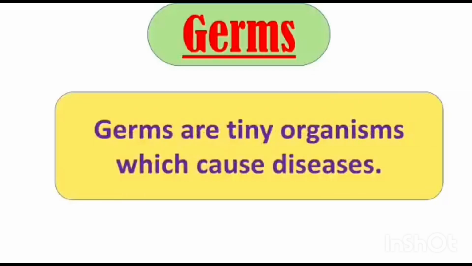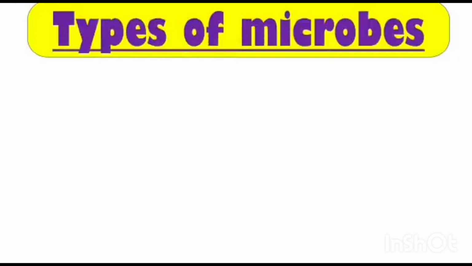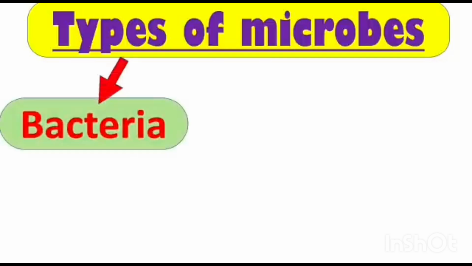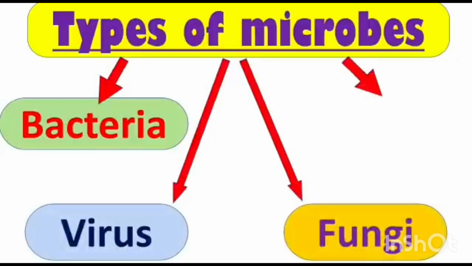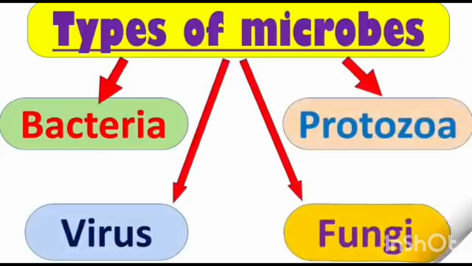Now, some microbes are harmful and some of them are useful or helpful. Those microbes that are harmful for our body and cause many diseases are known as germs. Germs are tiny. Types of microbes: bacteria, virus, fungi and protozoans. Firstly, we will discuss bacteria.